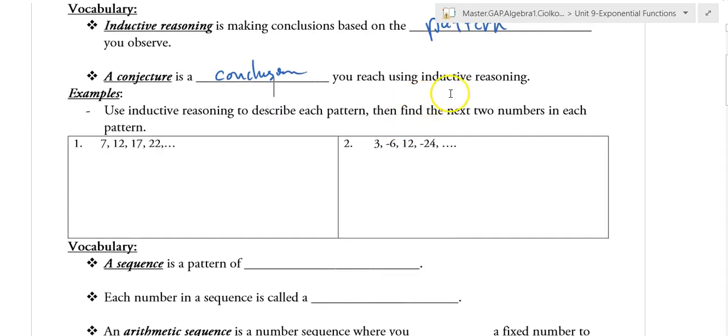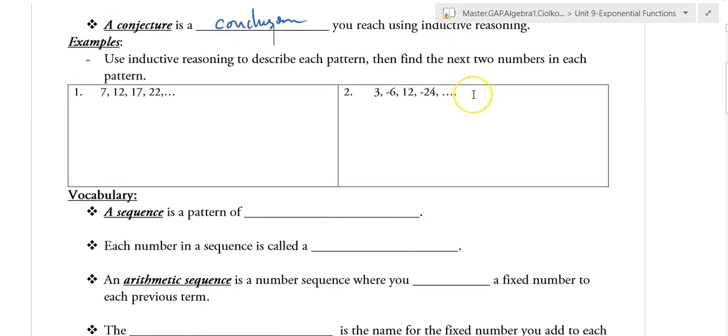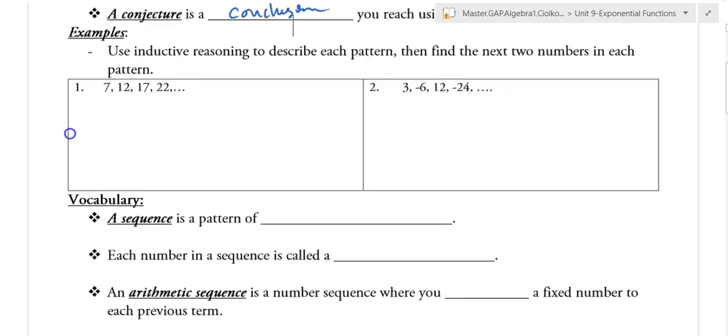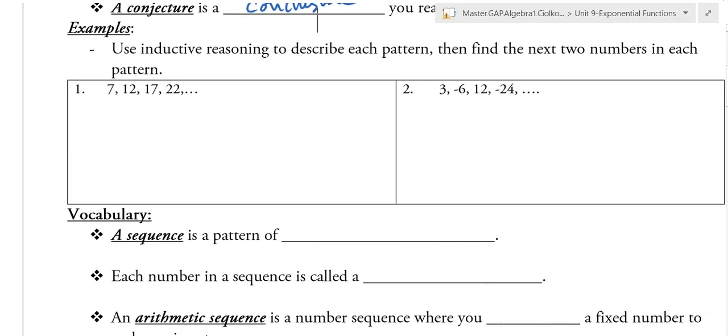Alright, so first looking through these, we're going to find a pattern here. The first one, a little bit easier to see, we're actually going to be adding 5 each time. So I could check that by doing 12 minus 7, 17 minus 12. So here we're going to add 5 each time. And that is arithmetic because it means we're adding the same thing over and over. Here, if you do a few different ways of checking, we'll see we're multiplying by negative 2. This one's not arithmetic because we're not adding.